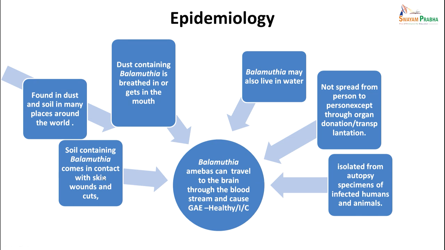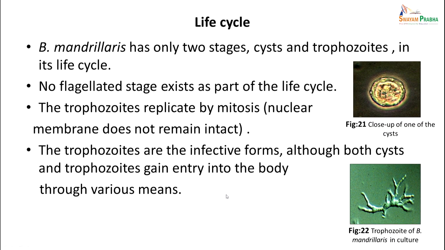Soil containing this organism, if it comes in contact with skin, can enter through the skin, through ingestion, or through inhalation, and can travel to the brain through the bloodstream and cause granulomatous amoebic encephalitis, more commonly in immunocompromised than in healthy patients. The organism has two stages, cysts and trophozoites. The cyst is a double layered structure and the trophozoite is a multi-pseudopodia producing structure. No flagellate stage exists in the cycle. The trophozoites multiply by mitosis and are the infective form. Although both cysts and trophozoites can gain entry into the body, the trophozoites are the ones causing infection.